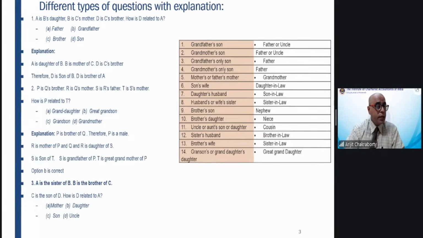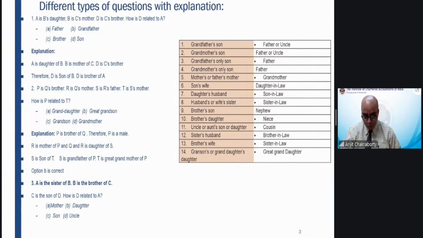Now we have C is the son of D. So now we have got the gender of C as well. C is the son of D. That means C is a male, which means between these 3 siblings, A is the sister, so A is female, B is male, and C is also male. And if D is C's parent, that means what? That means D is also the parent of A and B. The question here is, how is D related to A?